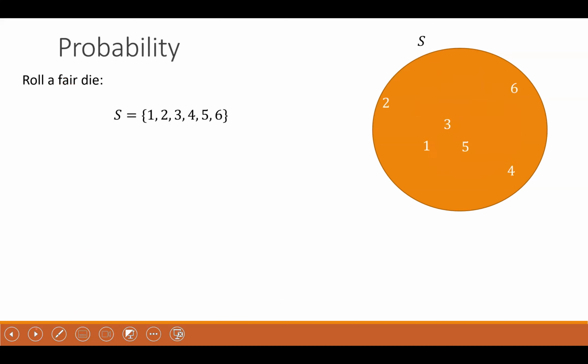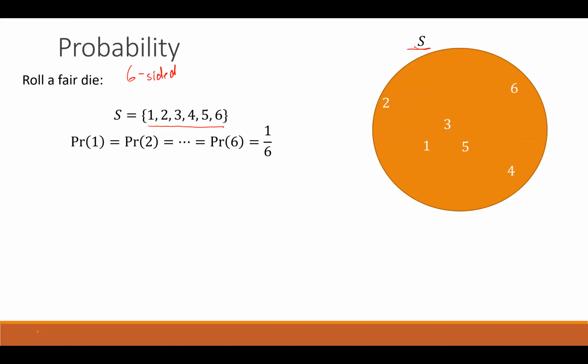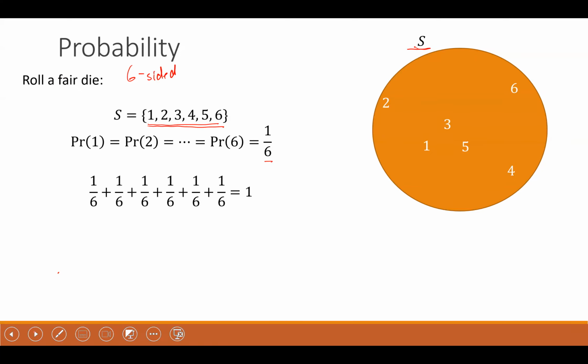Okay, so let's look at another example. I'm going to roll a fair die. So now my sample space consists of all of the possible outcomes of rolling this die. It's a 6-sided die. So all possible outcomes are the values that come up when I roll the die. And if it's a fair die, then the probability is equally divided between these 6 elements, right? Since they must total to 1, the probability is going to be 1/6. They all have equal probability. It's a fair die. The total is 1, so it must be that they're 1/6. So if I sum them all up, I get 1.